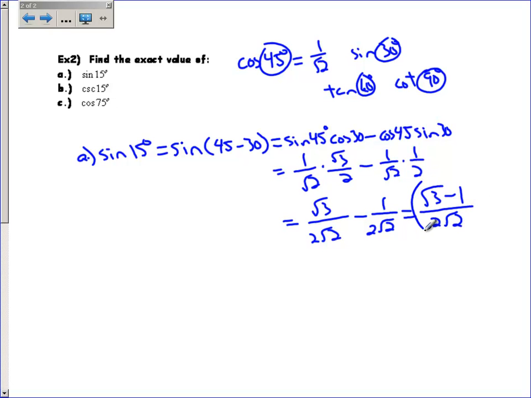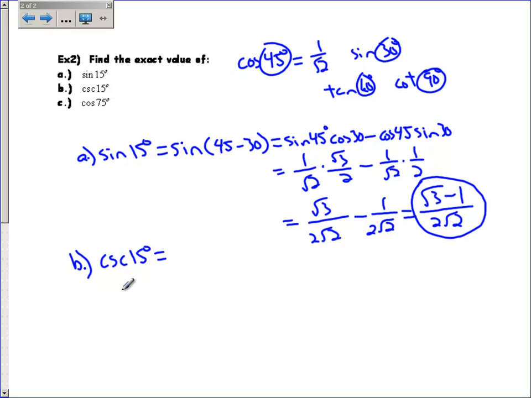And if you type this in your calculator, you will get a decimal that matches the sine of 15 degrees. Isn't that neat? All right, let's do B. The cosecant of 15 degrees. Now this is where we are going to use a formula chart to our advantage.